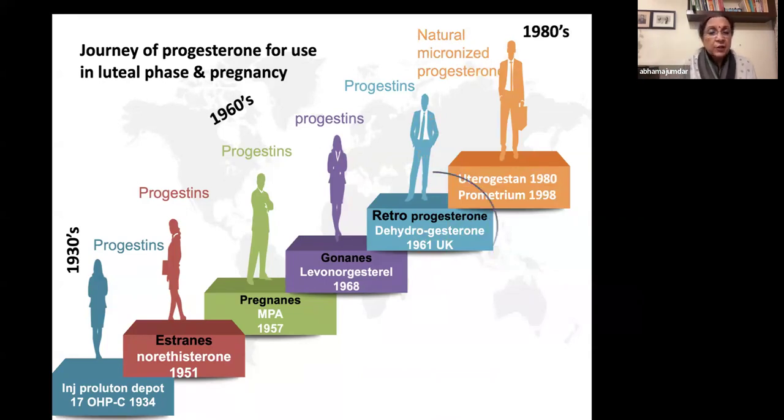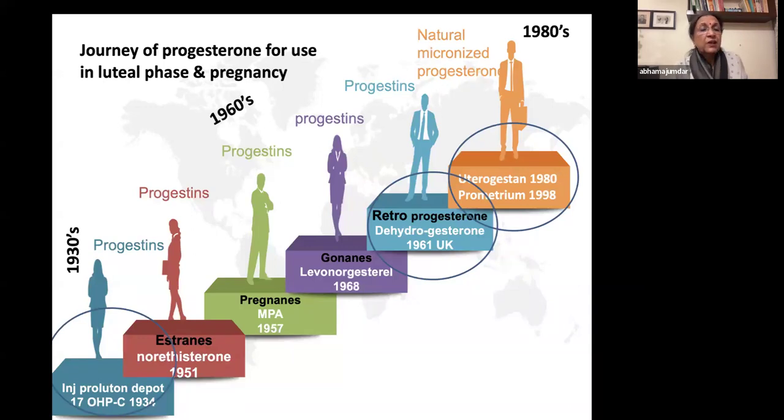So what are the drugs we are using? One is retroprogesterone, the other micronized progesterone, which is identical to the natural progesterone. And we are still using the drug which was invented in the 1930s, 17-hydroxyprogesterone, marketed by the name of Proluton depot.